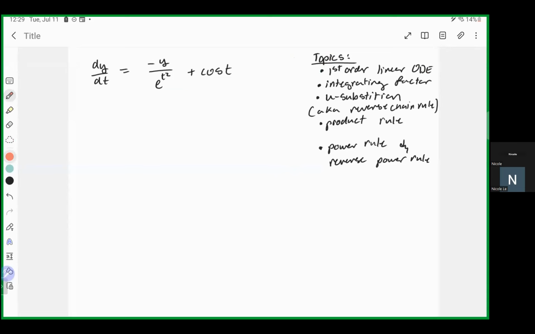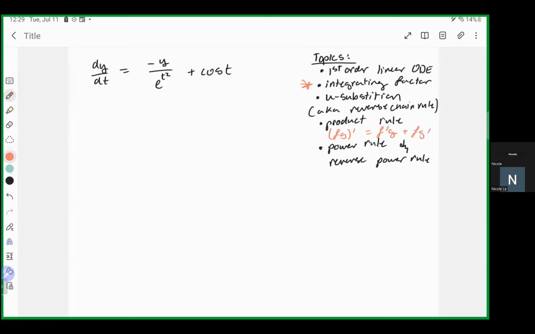The technique we'll use to solve this differential equation is integrating factor, and some other things you might want to know are u substitution, product rule, and power rule and reverse power rule. Okay, and remember that product rule is just when we take the derivative of the product, it can be represented by this rule.